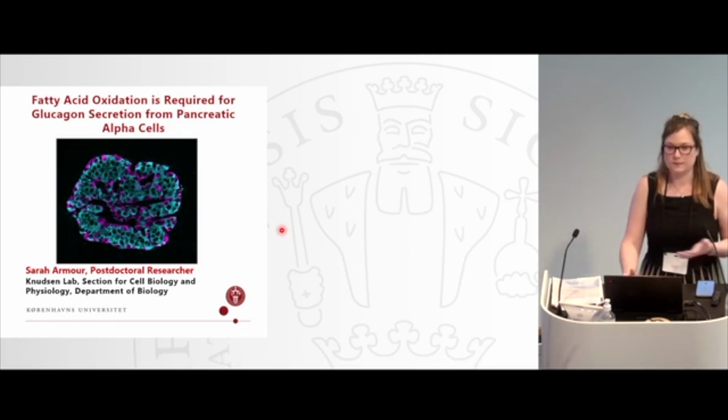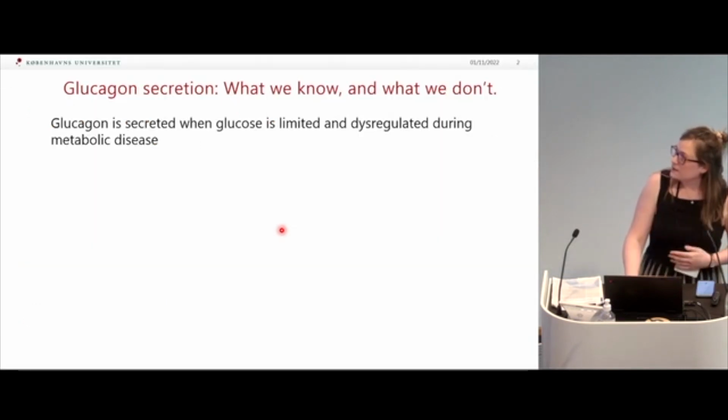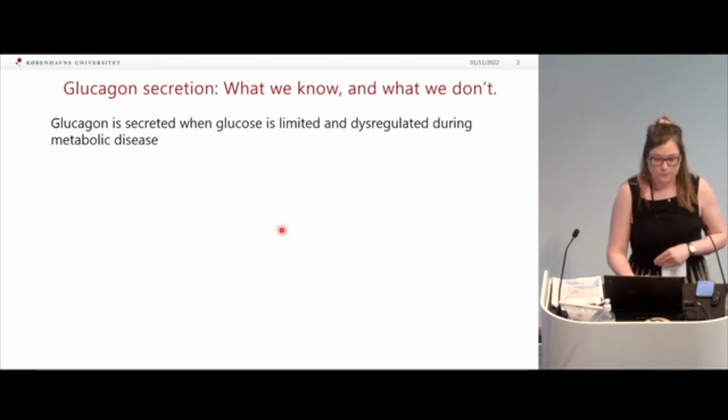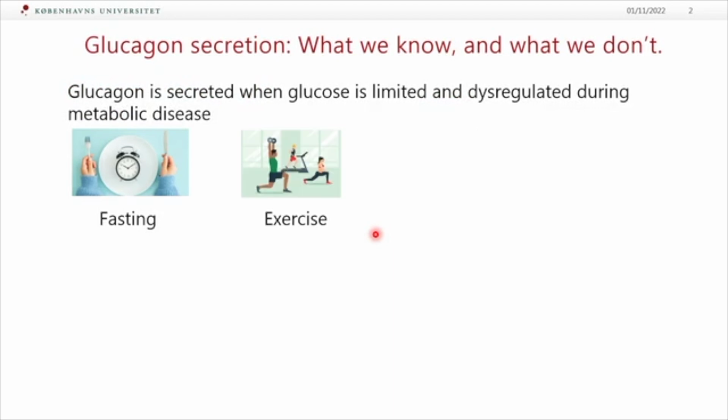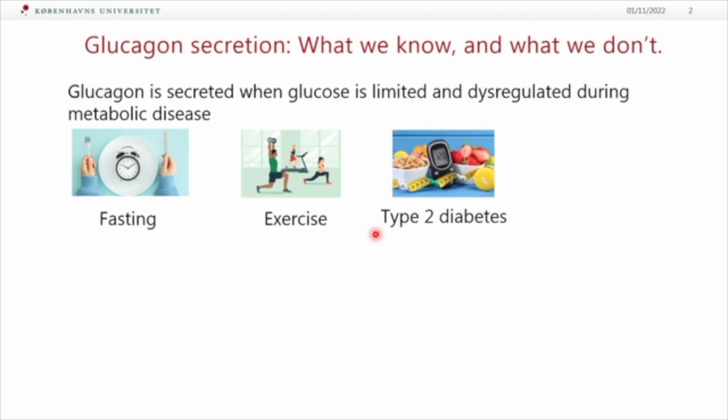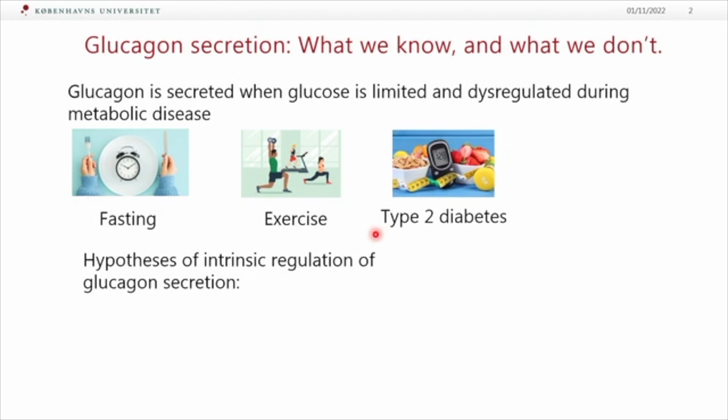So despite discovering glucagon 100 years ago now, we really have no consensus mechanism about how exactly glucose controls its secretion from alpha cells. What we all know is that glucagon is secreted in times of limited glucose. So this is mainly when we're fasting, also during exercise, and we see a hypersecretion in metabolic diseases such as type 2 diabetes.